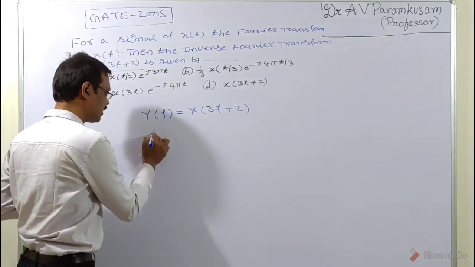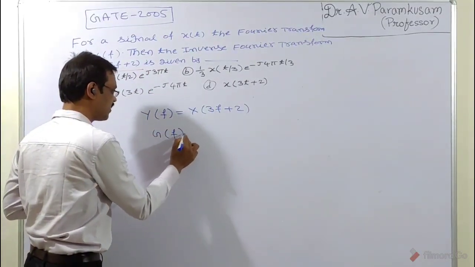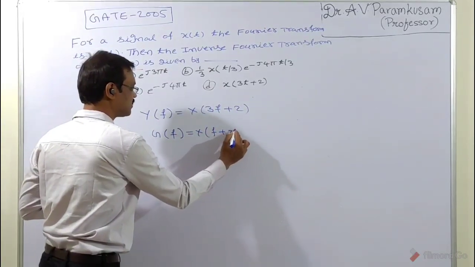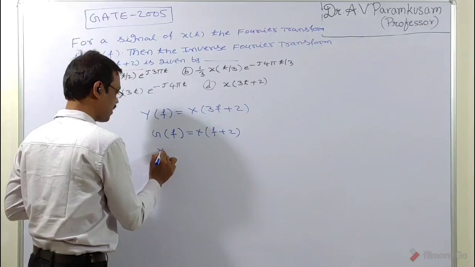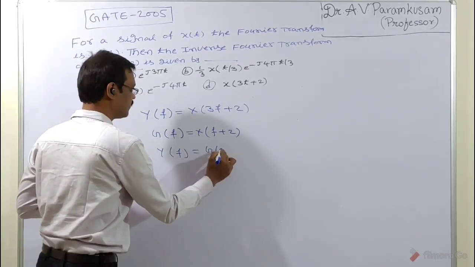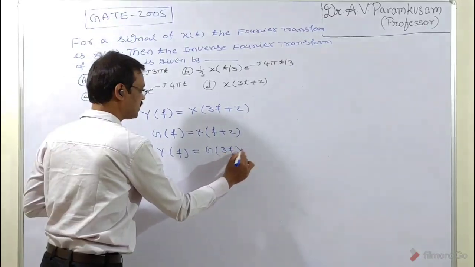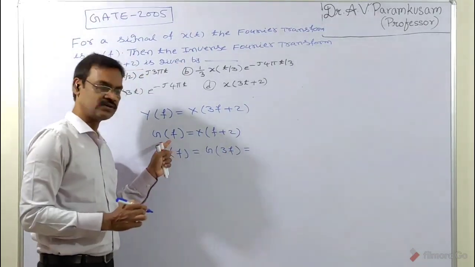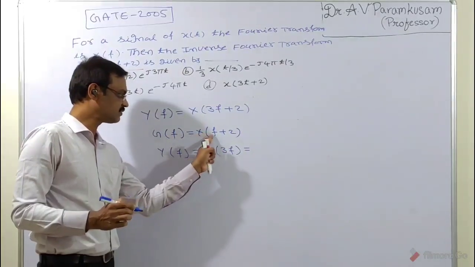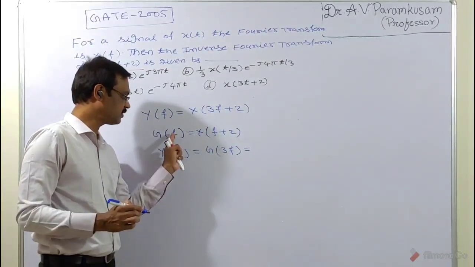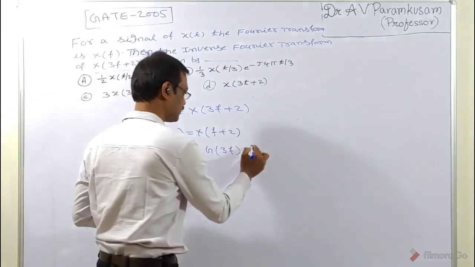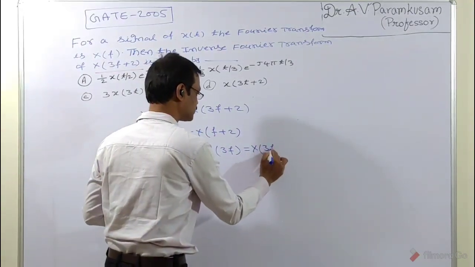Okay. First you get the intermediate signal g of f is equal to x of f plus 2. Next, y of f can be obtained simply as g of 3f. You see, g of f is equal to x of f plus 2. Now, what is g of 3f? In place of f, you substitute 3f. Then this is equal to x of 3f plus 2.